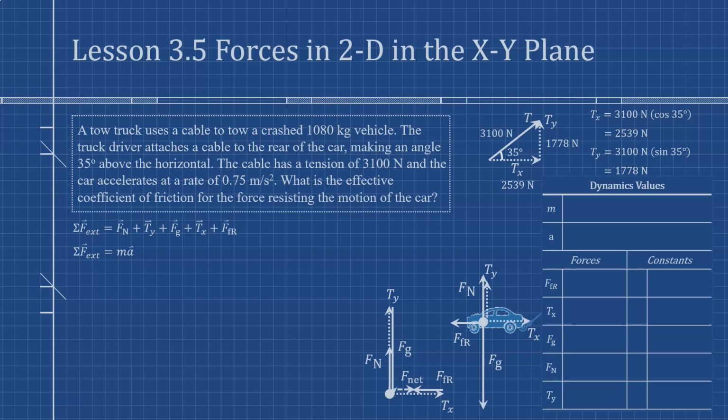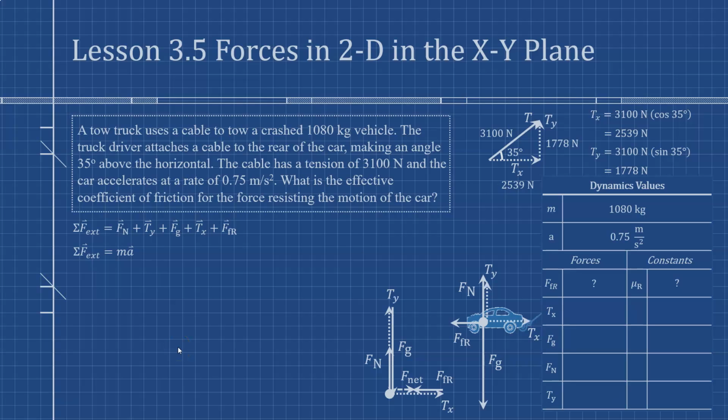Do I know the mass? Yes, it's given in the problem, 1,080 kilograms. Do I know the acceleration? 0.75 meters per second squared, given in the problem. The rolling friction force I do not know, and the final thing that I'm looking for, the coefficient of friction, is the thing that I really don't know that I need to find. So I'm going to put a question mark there, noting right now that that's what I'm solving for, the coefficient of rolling friction. I'm probably not going to be able to get to that right away. I'm going to need to find a lot of these other values first.